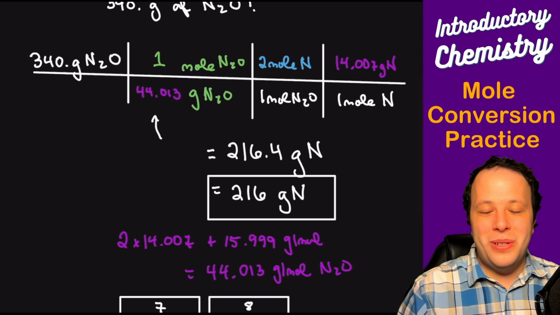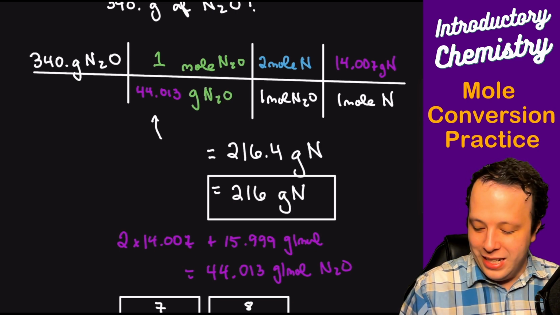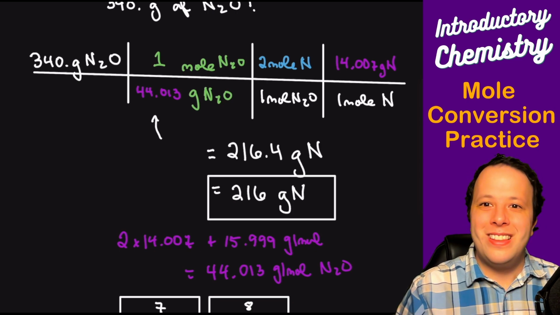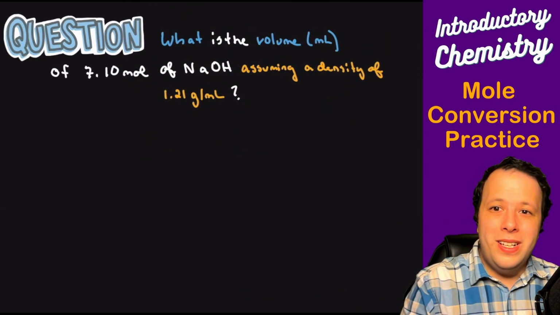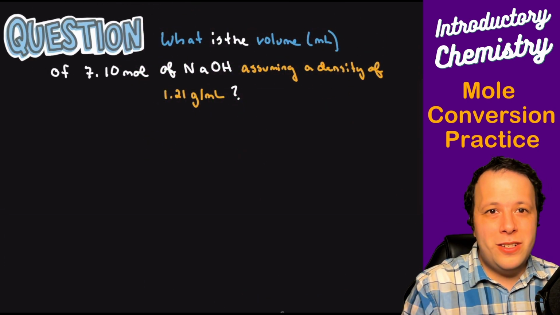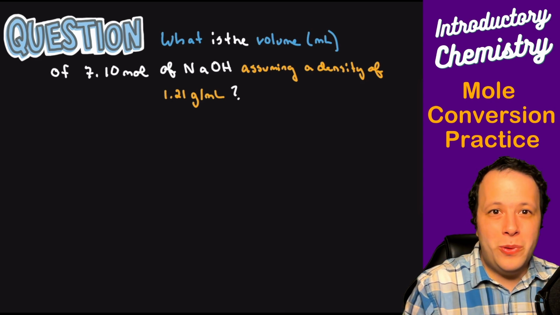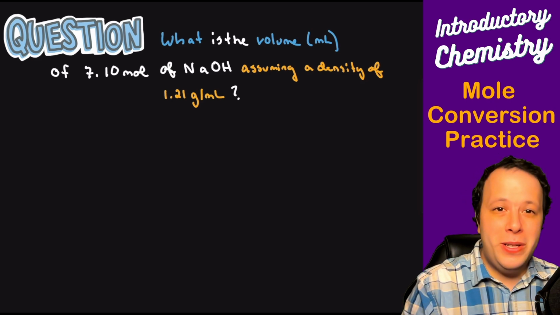Let's go on to another problem that you could see, and this will be your last one for this video. Thank you so much for listening so far. What is the volume of 7.10 moles of sodium hydroxide, assuming a density of 1.21 grams per milliliter?